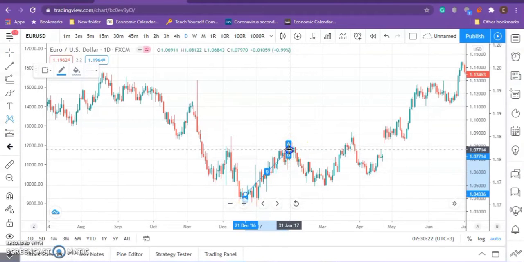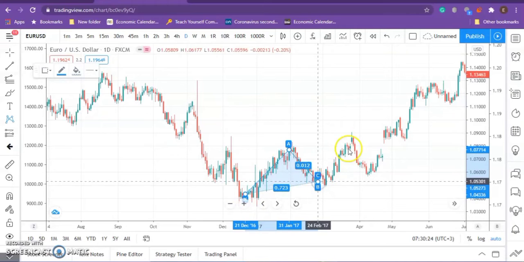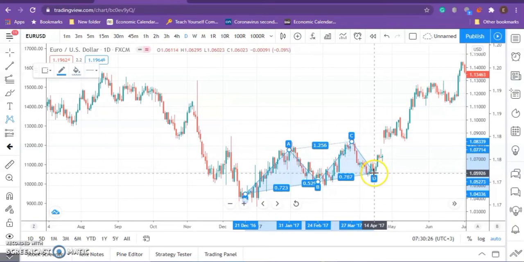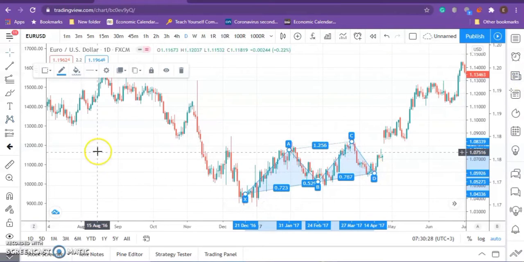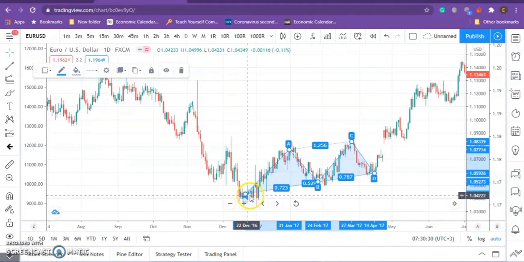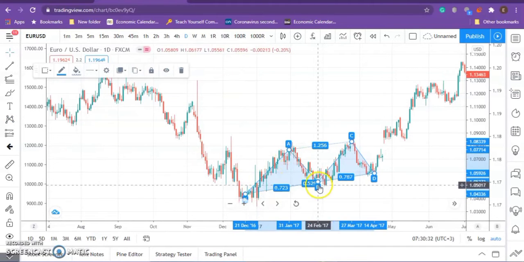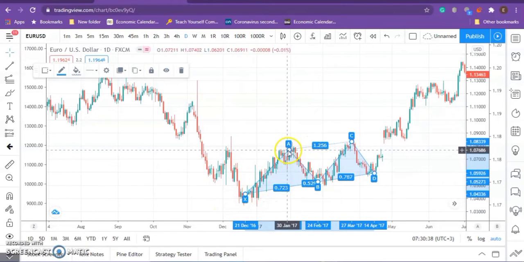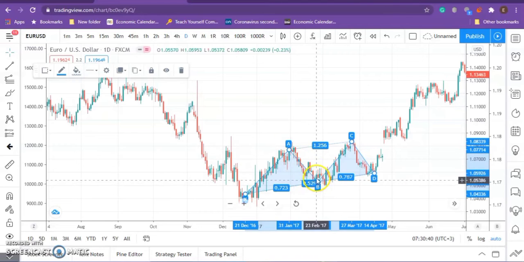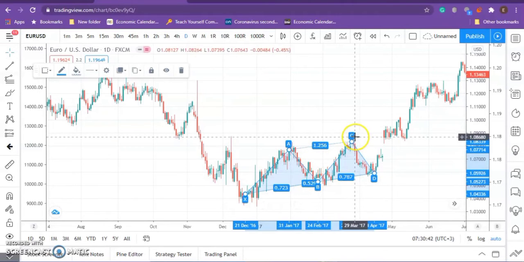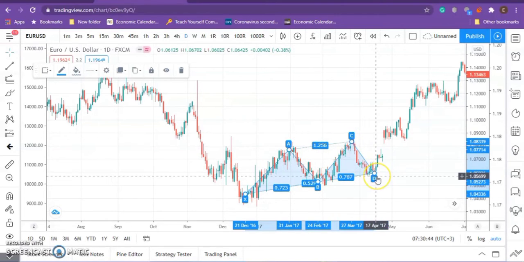X, A, B, C, then D. This was also another fantastic one. Personally, I would have waited up to point B to get on my trades. Yeah, so it would be XA. No, sorry, I would have gotten on A, sell it up to point B, then buy it again so that I can sell it from point C to point D.